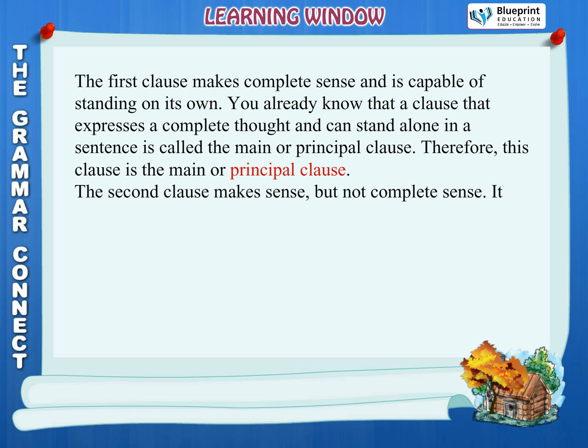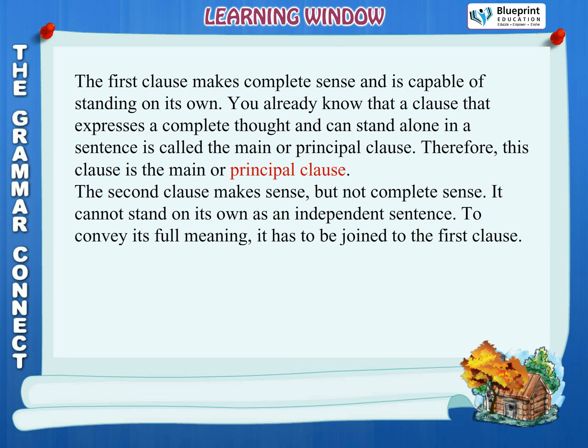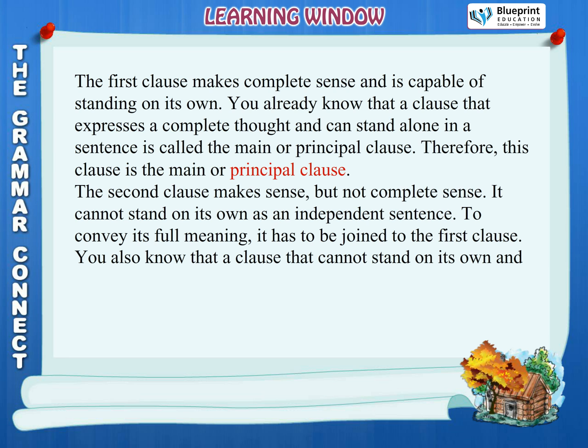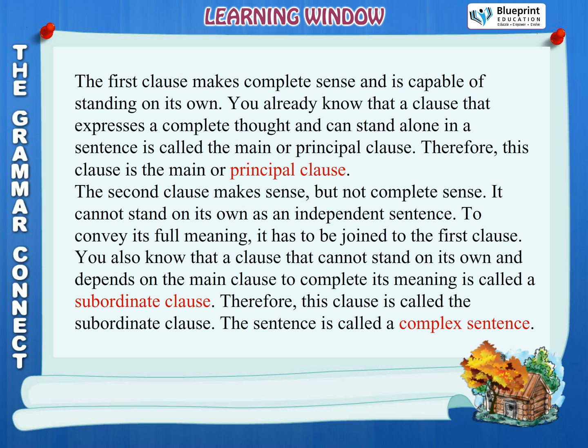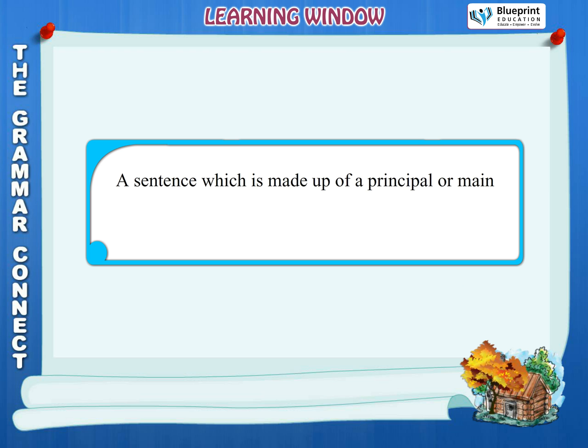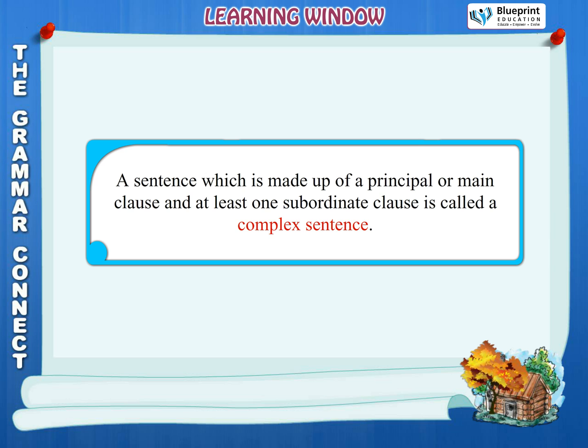The second clause makes sense, but not complete sense. It cannot stand on its own as an independent sentence. To convey its full meaning, it has to be joined to the first clause. You also know that a clause that cannot stand on its own and depends on the main clause to complete its meaning is called a subordinate clause. Therefore, this clause is called the subordinate clause. The sentence is called a complex sentence. A sentence which is made up of a principal or main clause and at least one subordinate clause is called a complex sentence.